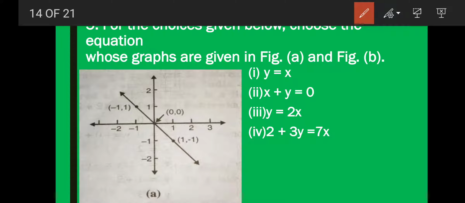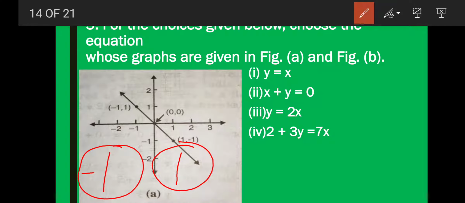Now we will check one by one. You have 3 points. Okay, first equation is y is equal to x. Let us see. Here value of x is -1. Okay, value of y is 1. Are they equal? So value of x and y are different. That means first option is wrong.